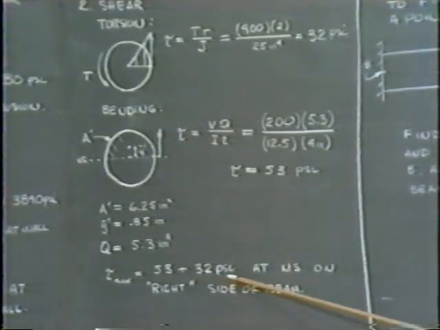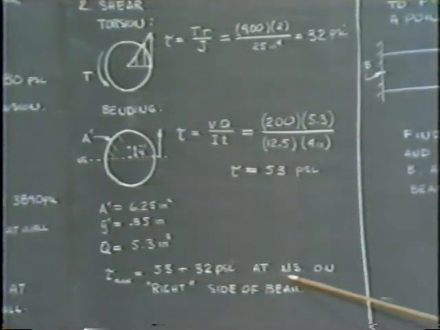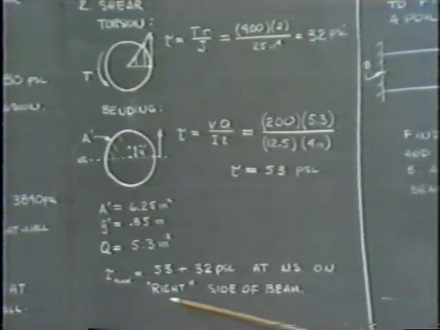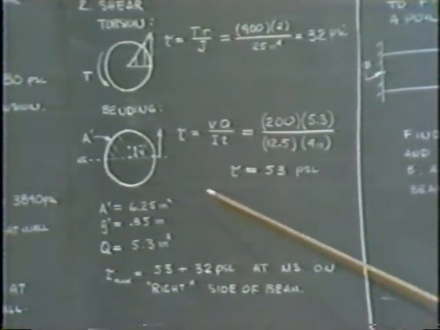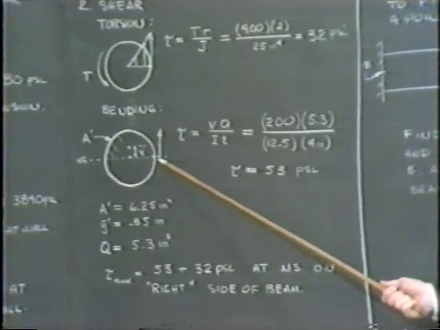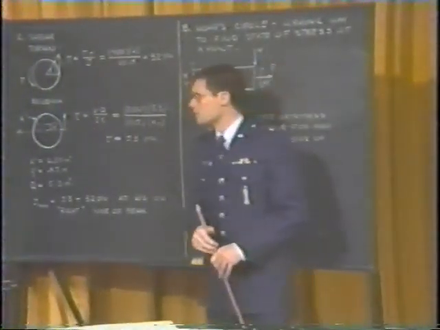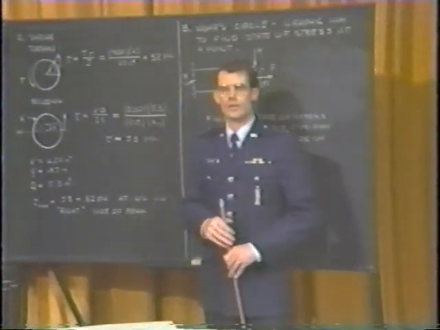And I've labeled specifically where this occurs. It's at the neutral surface and on the right side of the beam. I use right side of the beam simply for the lack of a better term. As I look endwise on the shaft, this point up above here, I would call the right side, simply for my own notation. So we found our maximum shear and normal stress due to this combined loading.